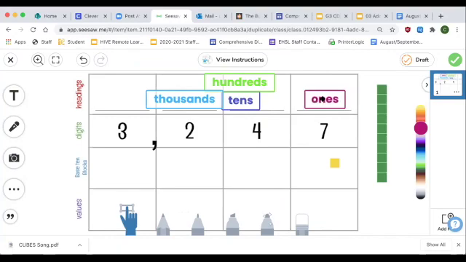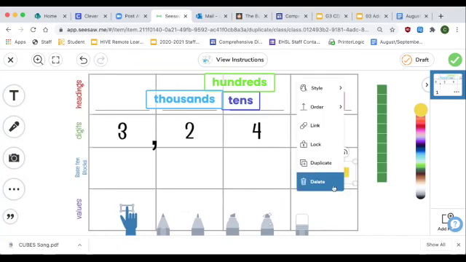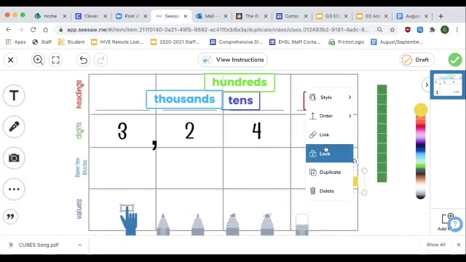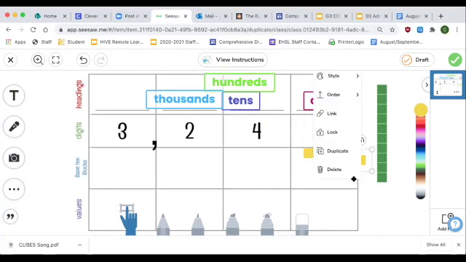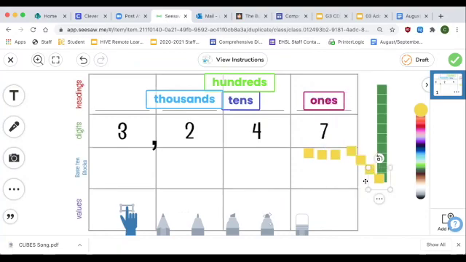So if this is my ones column, and I decided that I want to use shapes, I'm going to need 7 shapes of base 10. The value of this column is 7. This column is worth 7 because there are 7 ones. 1, 2, 3, 4, 5, 6, 7.